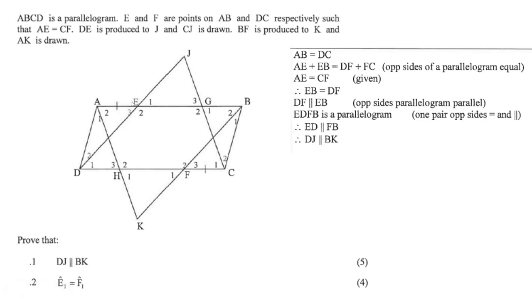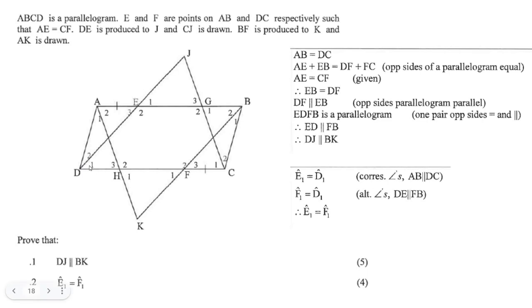E1, right up here, here's E1. We're supposed to prove that it equals F1 down here. How are we going to do that? Well, I can see E1 and D1 are parallel because of corresponding angles. And then I can see these are parallel lines.